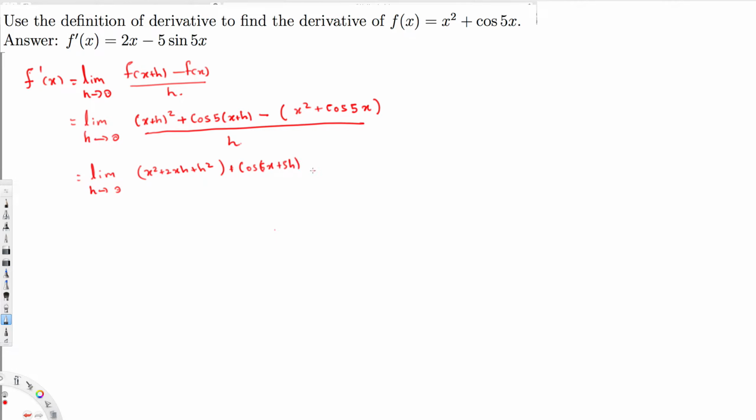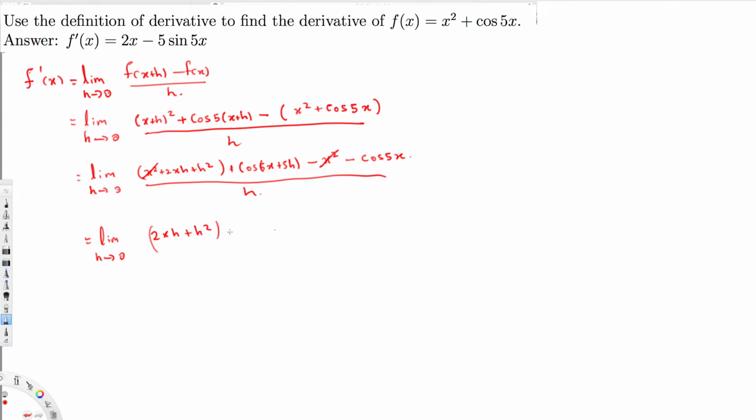On the other side, we have x square minus x square minus cos 5x over h. Now this is plus x square minus x square. I can get rid of this right away, and the remaining thing is limit h approaches 0 of 2xh plus h square.